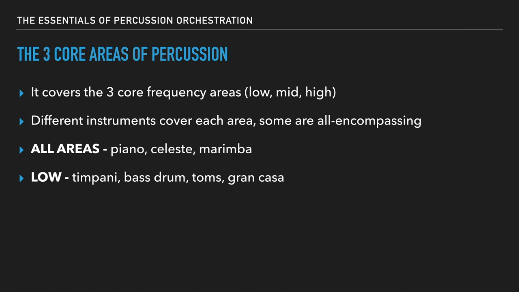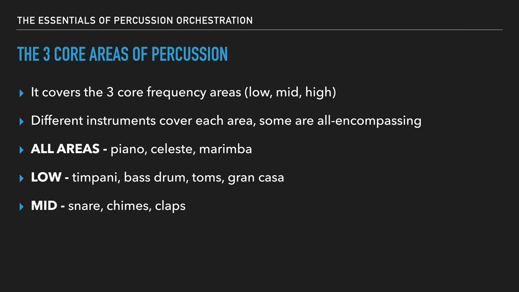Then we have the toms, which, if you think about a drum kit with the toms, it kind of has a similar approach there. And then we have the gran casa, which is like a huge, huge drum, kind of similar to bass drum in the way I think about it. But it provides a beautiful emphasis and just a really weighted sound in the orchestra.